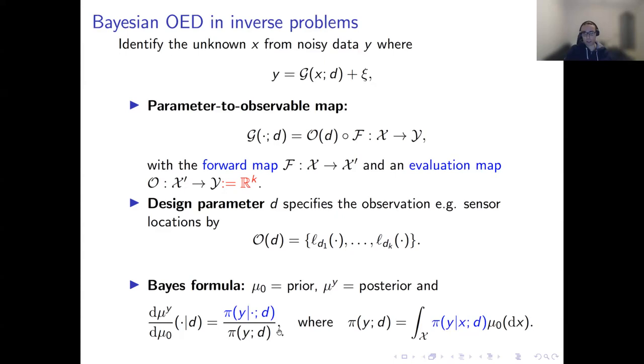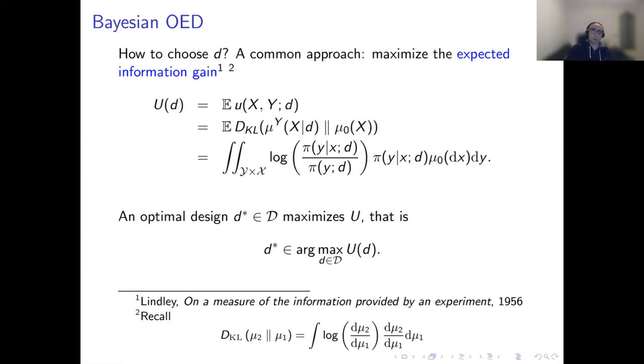Here I use the convention that mu stands for a measure: mu not is the prior, mu y is the posterior, and pi is a general notation for some density function, which should be obvious from the context. Okay, so what is Bayesian optimal experimental design?